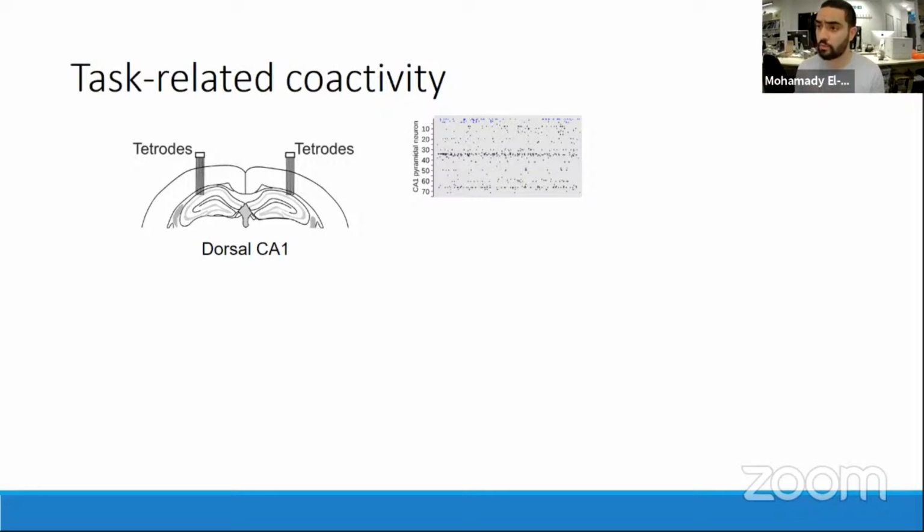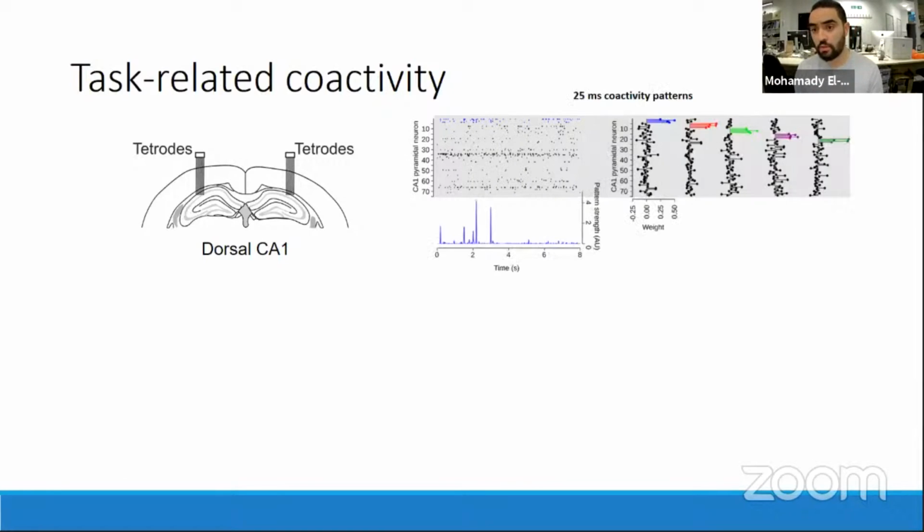And crucially, in order to get at coactivity, we can detect patterns of coactivity using a method that relies on independent component analysis to isolate these coactivity patterns displayed here in these stem plots, in which we use these sort of weight vectors to display the weight of each neuron that's been recorded in the population to a given coactivity pattern. So this is one coactivity pattern, this is another, and so on.